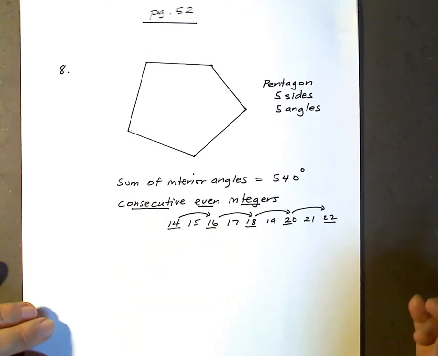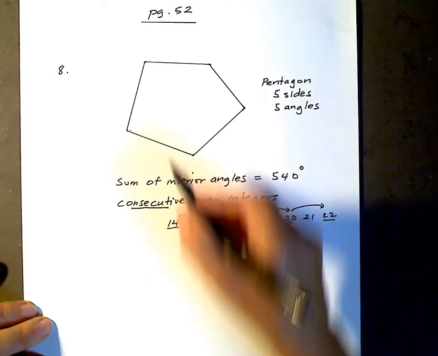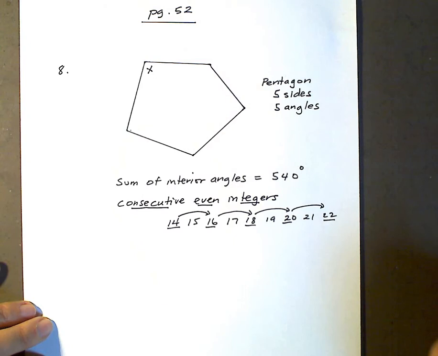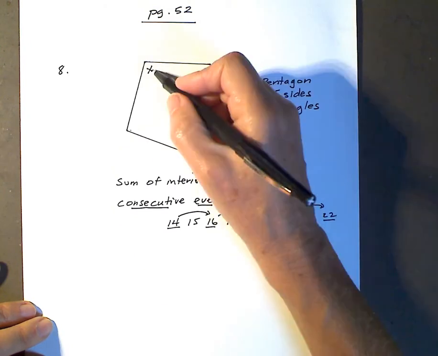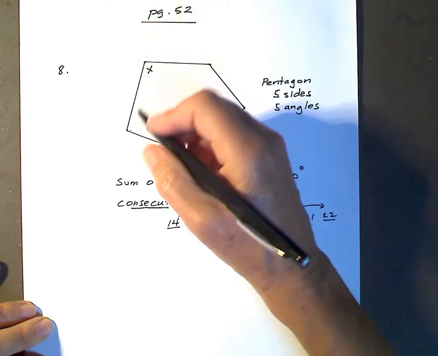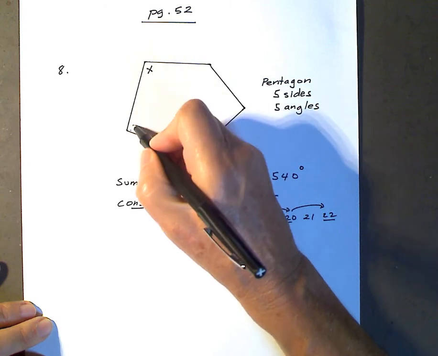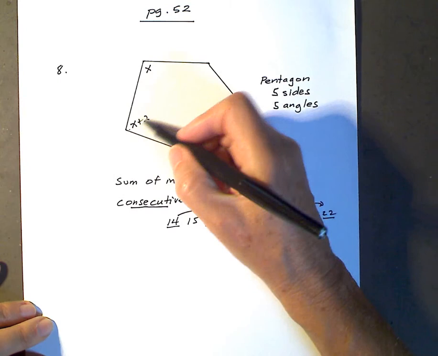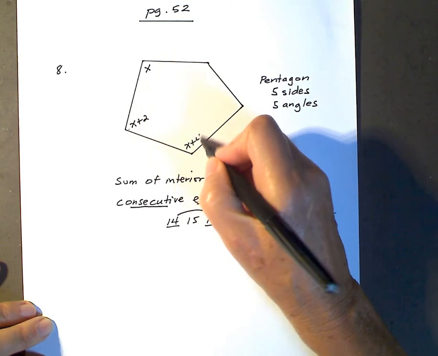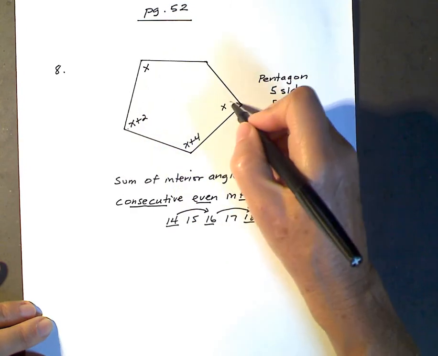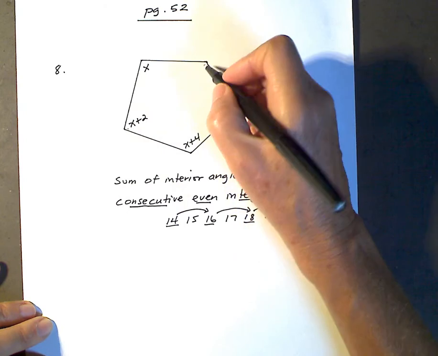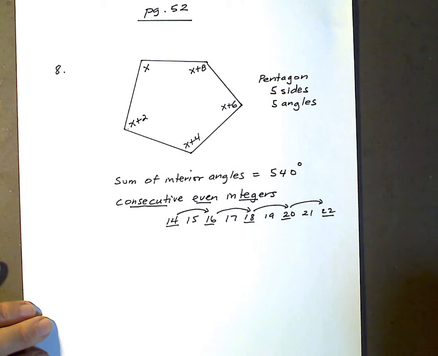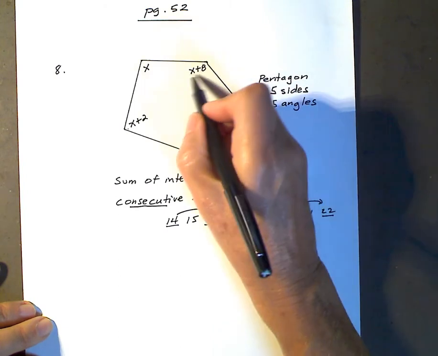So whatever the smallest angle is, we'll just call this one angle x degrees. Then the next angle is a consecutive even integer bigger than x, so it's going to be 2 degrees more than that. And then I add 2 more degrees to get to the third angle, and 2 more degrees to get to the fourth angle, and 2 more degrees to get to the largest angle. So the largest angle is going to be this one, x plus 8, when I'm all done.